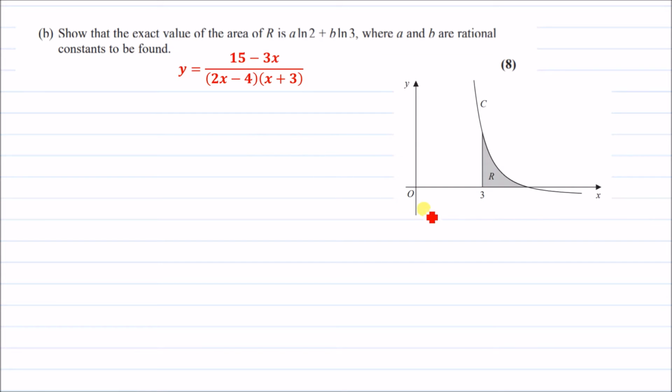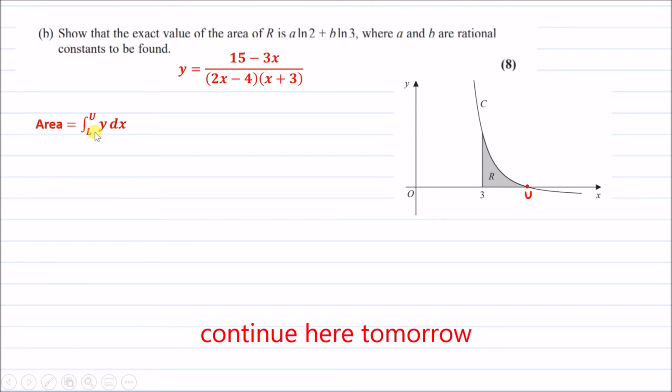Now, just a quick reminder, we call this upper limit u. To find the exact area, we're always going to use that integral equation, which is always the integral from a lower limit to an upper limit. In this case, the lower limit would be 3, and the upper limit we're trying to find. And then we just use the equation we have, so instead of y, it'll be this whole thing in there.